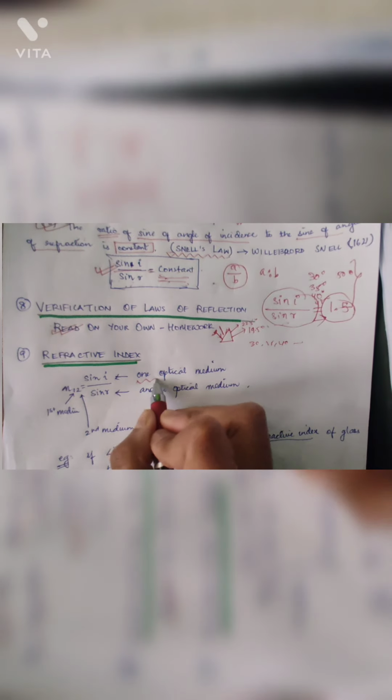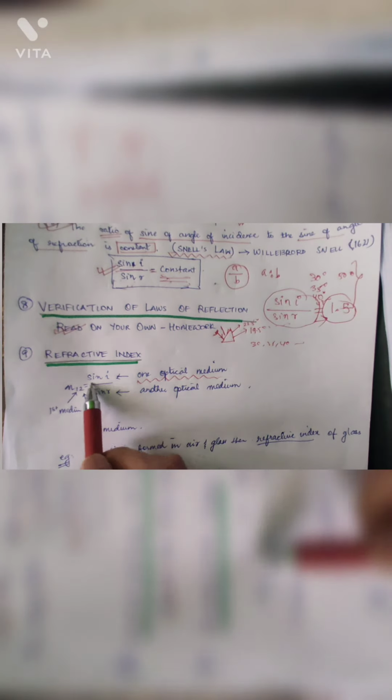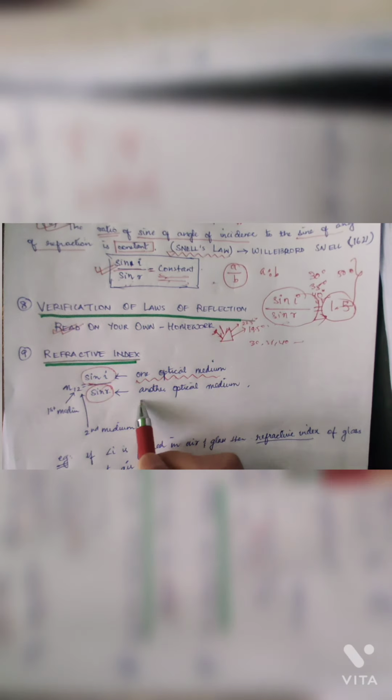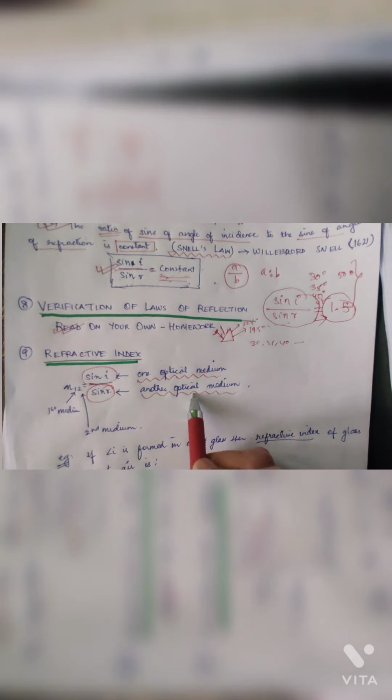Okay, so next we will move on to refractive index. Refractive index is nothing but the ratio between sine I, or sine of the angle of incidence, of one optical medium. Okay, this is important. It is also the ratio of sine I of one optical medium to sine R of another optical medium. Sine I of one medium divided by sine R of another medium.